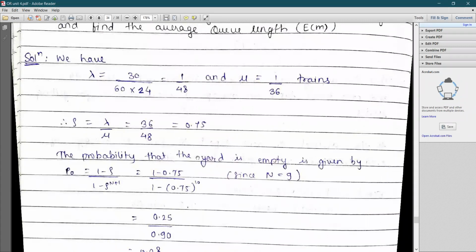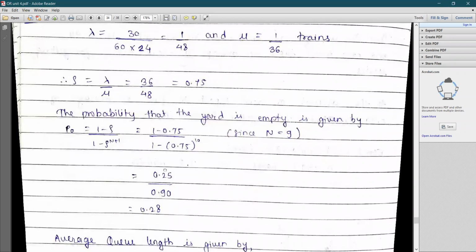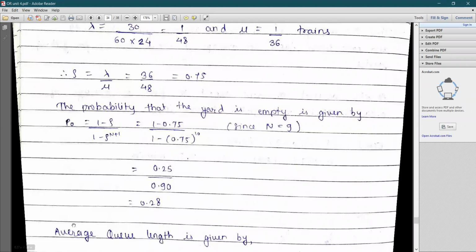Then probability that yard is empty. Empty means probability ऐसे कि yard को कोई काम नहीं है, उस टाइप की probability, that is P0. P0 का formula है (1 minus rho) upon (1 minus rho to the power n plus 1). यहाँ 10 लाइन है, लाइन क्वीन लेंथ दी हुई है 10, therefore (1 minus 0.75) upon (1 minus 0.75 raised to the power 10), means यहाँ ट्रेन कितनी है 9 है, 9 plus 1 means 10, and then we get the value is 0.28.